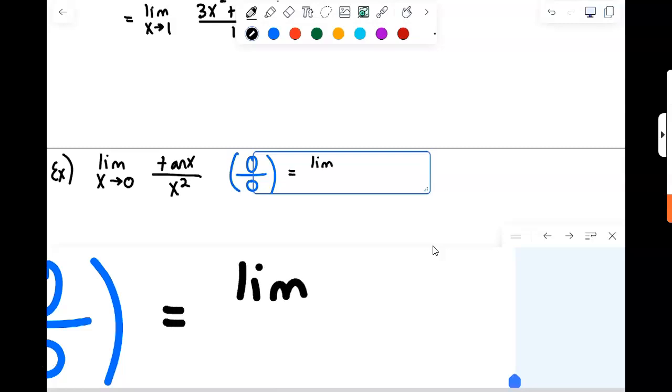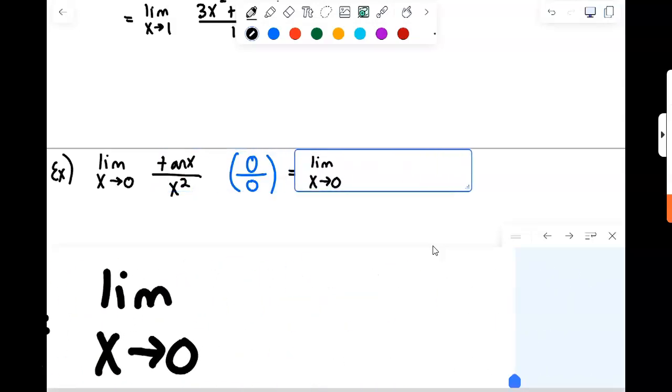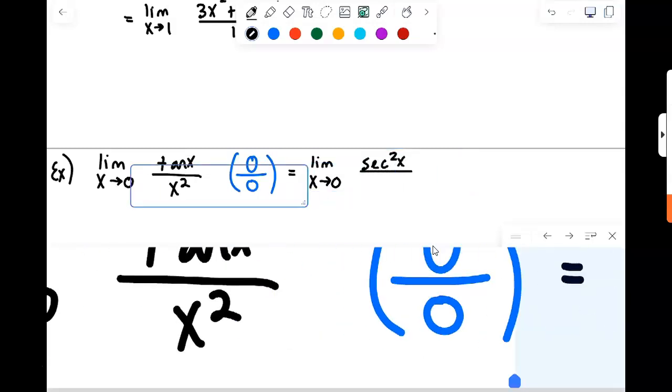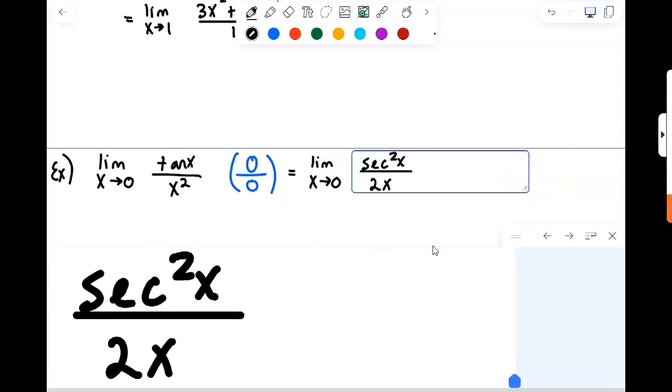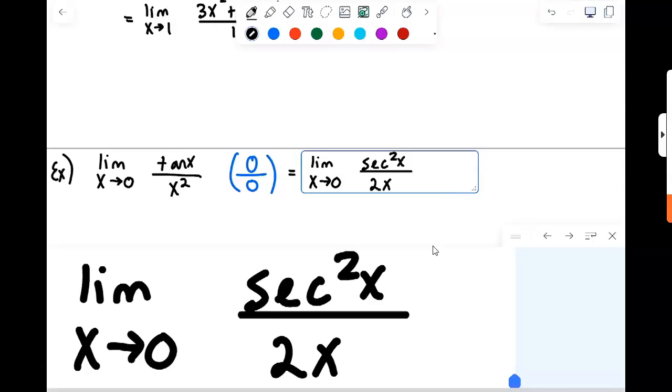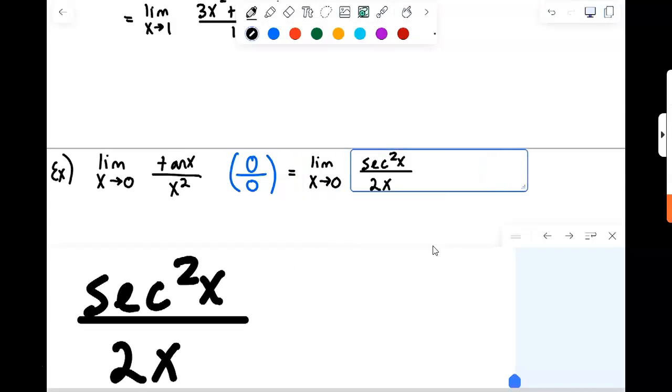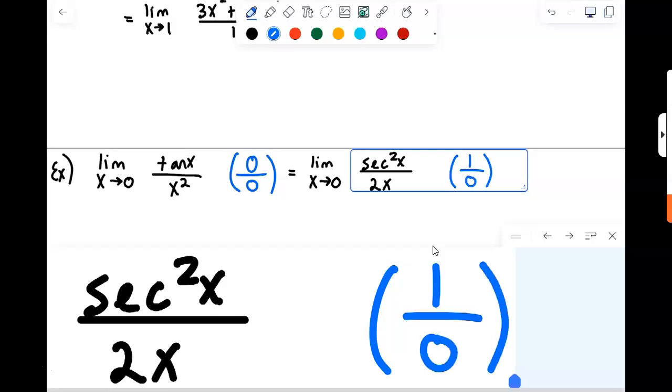Limit as x approaches 0, do the derivative of the tangent, should be secant squared x, okay, and derivative of x squared, which would be 2x. So at this point now, as we try to compute it, secant is the reciprocal of cosine, so as x goes to 0, cosine is 1, and so secant being the reciprocal would be 1, and then of course squaring it would also be 1. The bottom goes to 0, so we actually have a 1 divided by 0 limit.